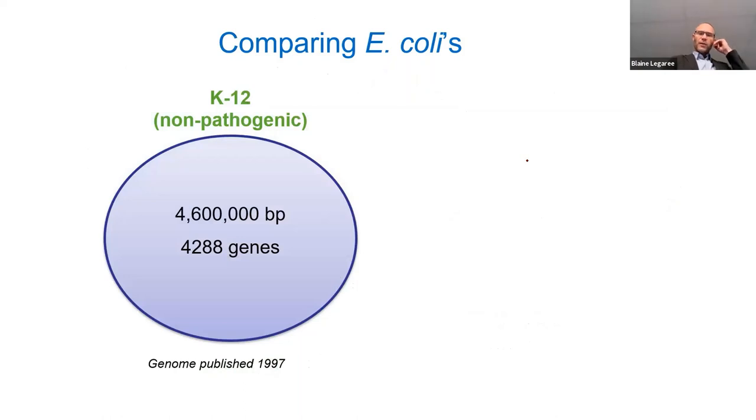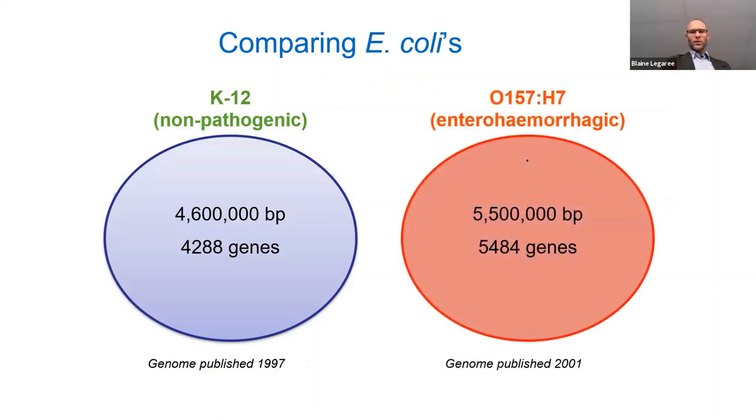I want to show you another one here, E. coli, how complicated it can get. Here's standard kind of lab E. coli. You can see it has about 4,300 genes. And the sequence was published relatively early. You can see that's 23 years ago now. That was one of the early genome sequences to come out.